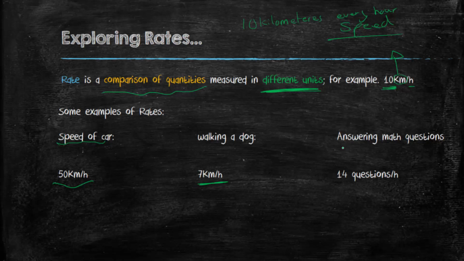Let's say you're doing your math work, okay, your math homework. Maybe you could answer 14 questions in an hour. That's reasonable. So these are some examples of rates. 50 kilometers an hour, 7 kilometers an hour, doing 14 math questions an hour.